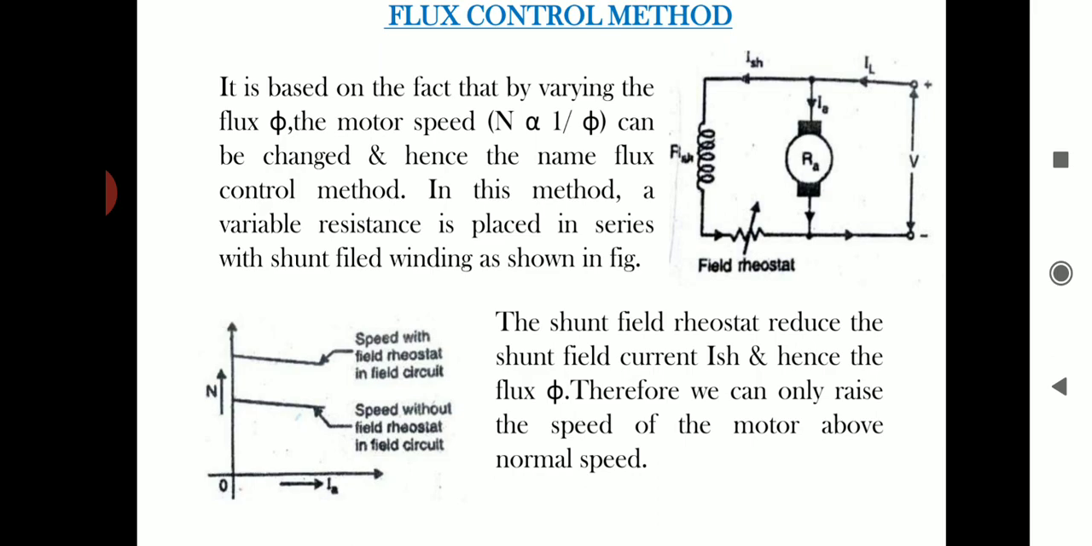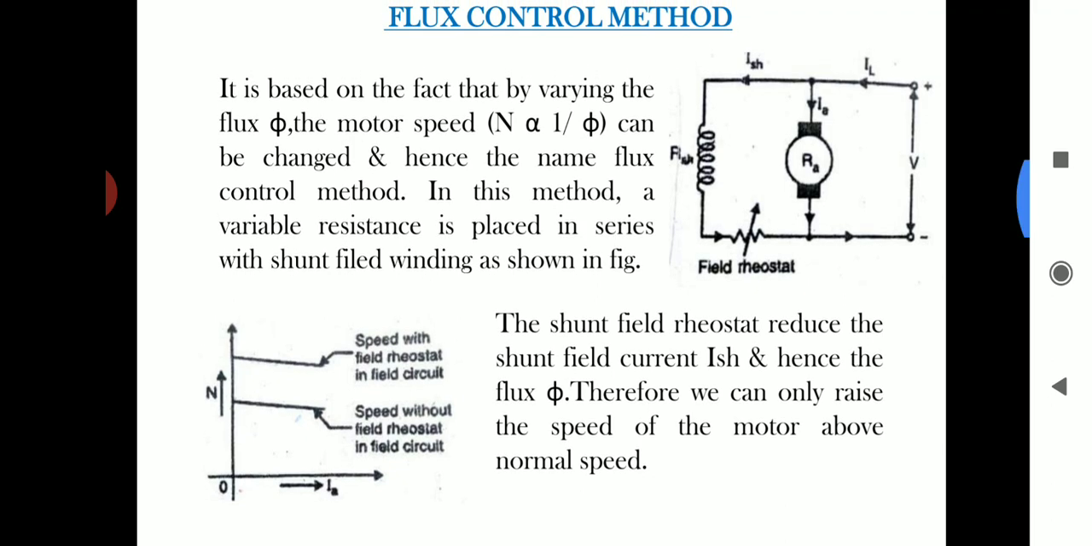Now what will happen? If the flux phi is decreasing, here is the formula, N is directly proportional to 1 by phi. It means that speed and flux are in inverse relation. So if flux goes on decreasing, what will happen to your speed? Speed goes on increasing. After connecting this field rheostat in series with the field winding, you will get a speed which is more than the normal speed. Flux reduces, that's why speed increases. Therefore we can raise the speed of the motor above the normal speed. So this is the flux control method.